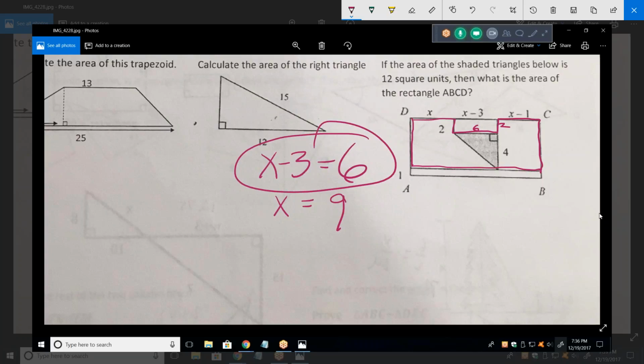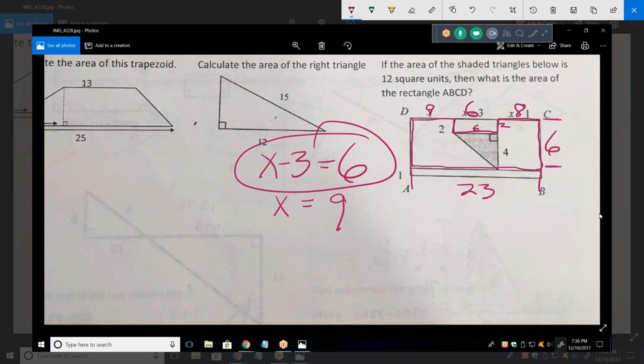If x is 9. Okay, so hold on. So that's 9. That's 8, I think, and that's 6. So 23. 23 is this length right there. Okay. And what is this length? So far, we're just dealing with that. Oh, because we have the 4 and the 2, so wouldn't it just be 6?